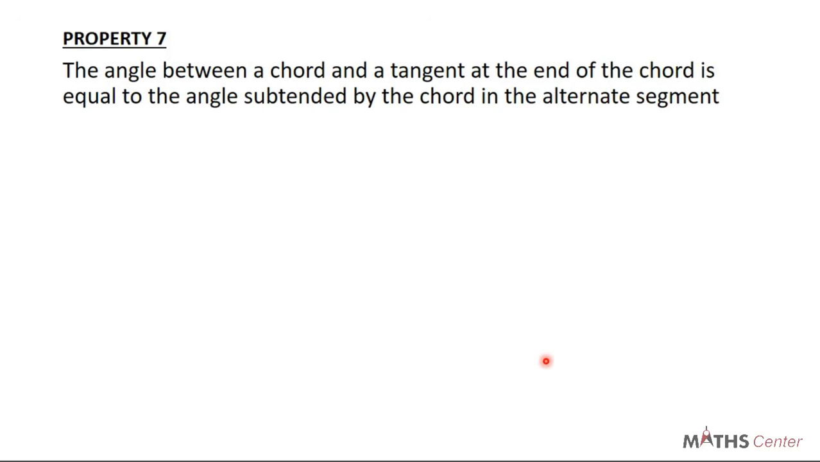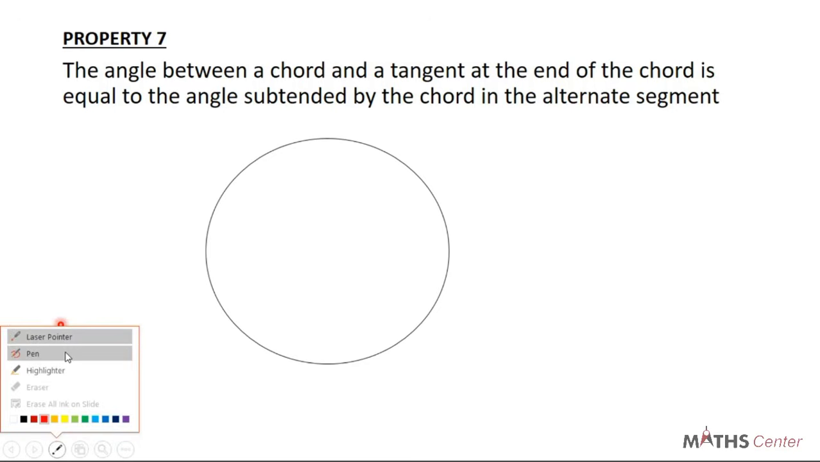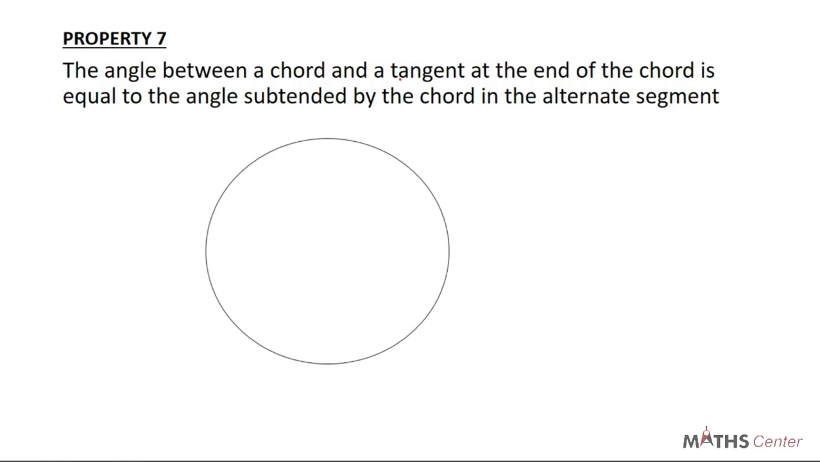The angle between a chord and a tangent at the end of the chord is equal to the angle subtended by the chord in the alternate segment. I'm going to use the diagram to explain this property to you. Let's say we have this circle. We know a chord. What we don't know in this statement is the tangent. So what is a tangent? This term, what is a tangent? You are going to hear it a lot. So I'm going to underline it and explain to you.